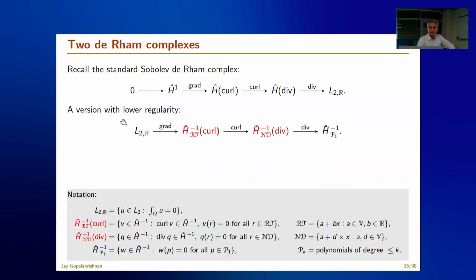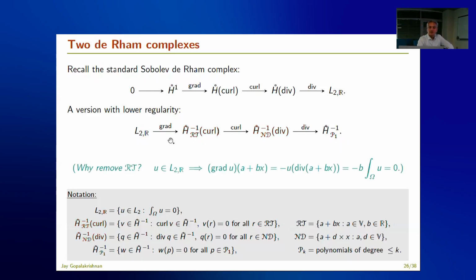This will feature in the diagram. The version with the lower regularity, instead of starting with H1, you could start with L2 or L2 fields with 0 mean value. And then you apply the gradient. Then you end up with something in H-1 curl where the Raviart-Thomas functions have to be taken off. And then you apply the curl, you end up with something in H-1 div where the Nedelec functions are taken off. And the last one is H-1 functions where the P1 functions are all taken off.